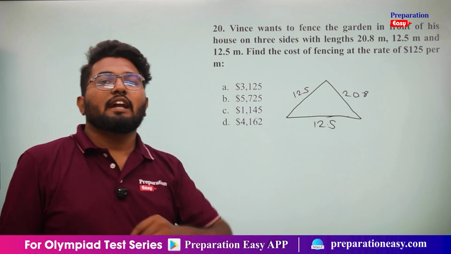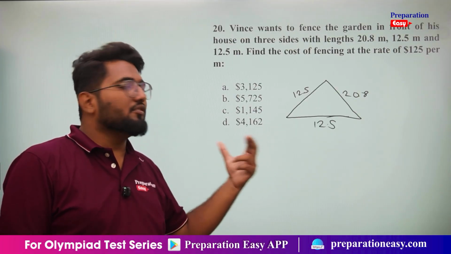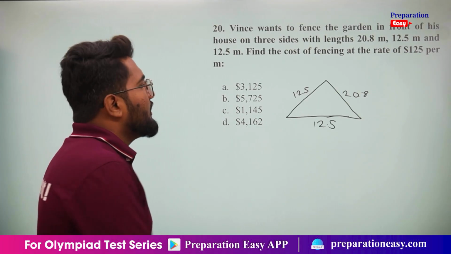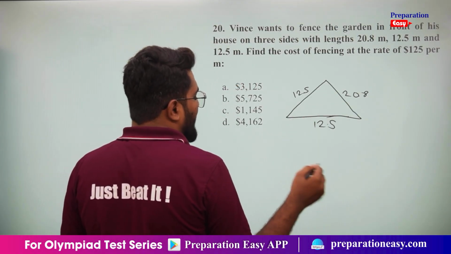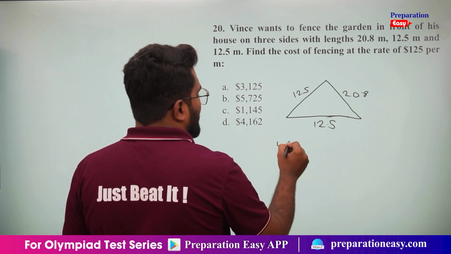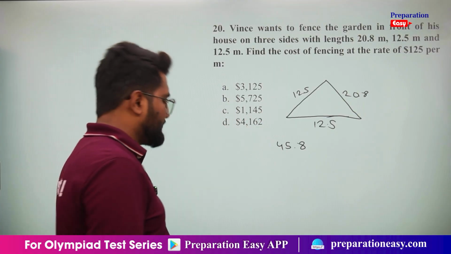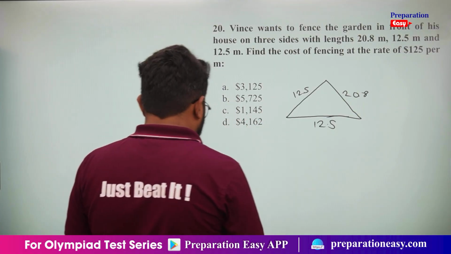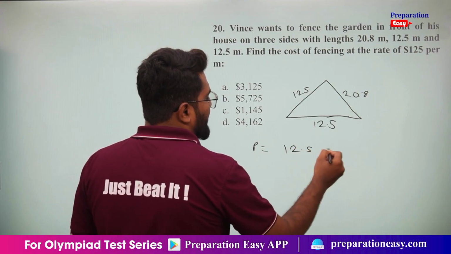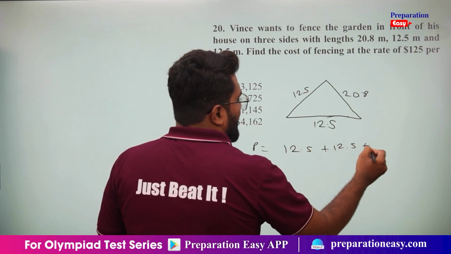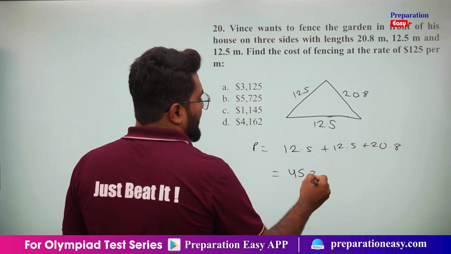We do fencing at the boundaries, and addition of boundaries is known as perimeter. So we have to find the perimeter. 12.5 plus 12.5 will become 25. 25 plus 20, 45, and 45.8. Okay, 45.8 will be the perimeter. Perimeter equals 12.5 plus 12.5 plus 20.8, which equals 45.8.